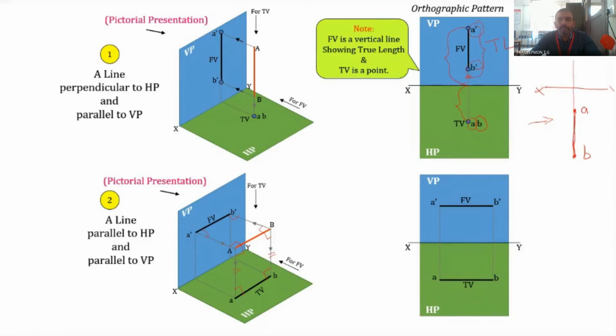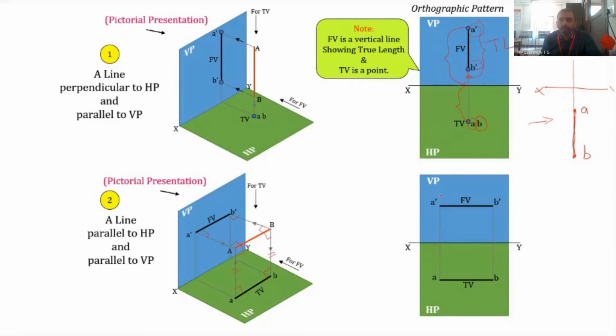So this will be the two-dimensional representation of a line which is parallel to HP as well as VP. In this case, the front view A dash B dash as well as the top view AB will give the same length as the actual object.